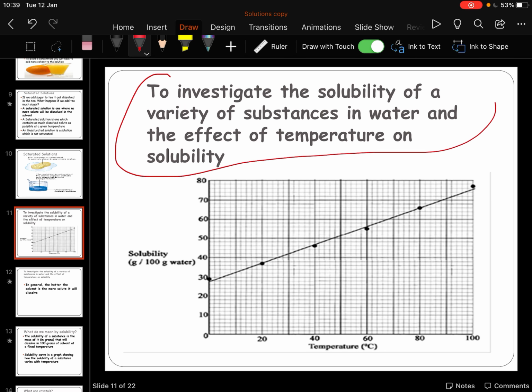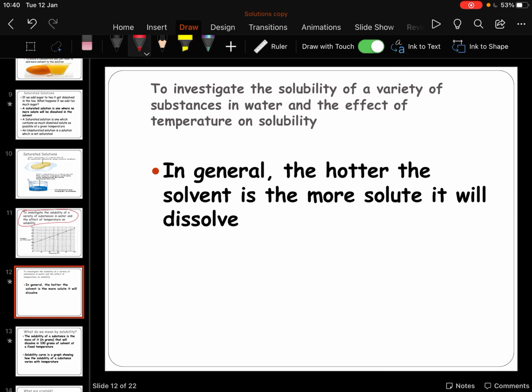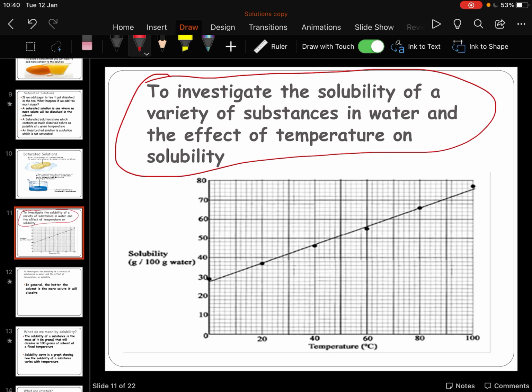Take down your heading, okay: to investigate the solubility of a variety of substances in water and the effects of temperature on solubility. Now, usually what I do here is I get you to go away and write up an experiment: how would you test this? Leave that heading now. We'll come back to this. So that's your subheading, because the next few notes will all tie in with this.